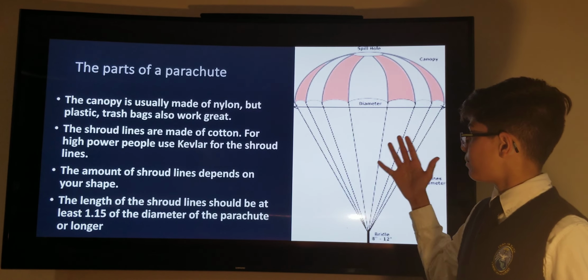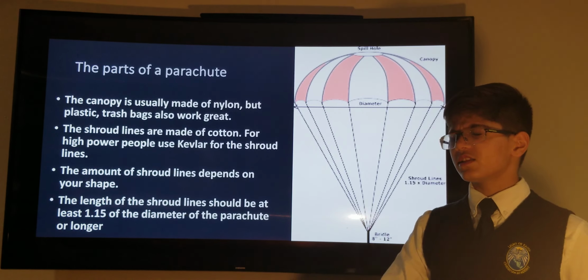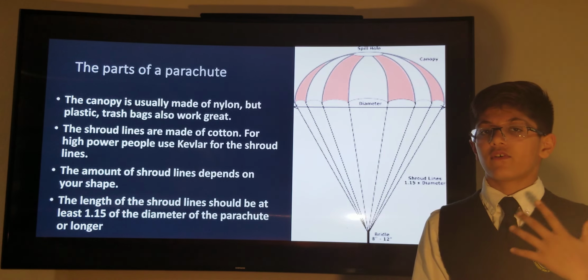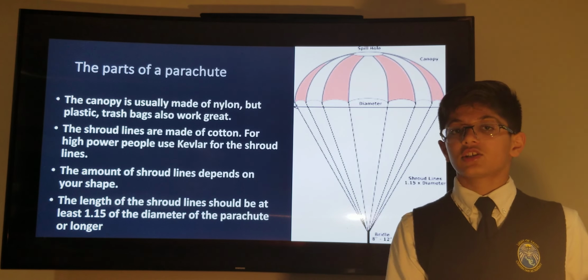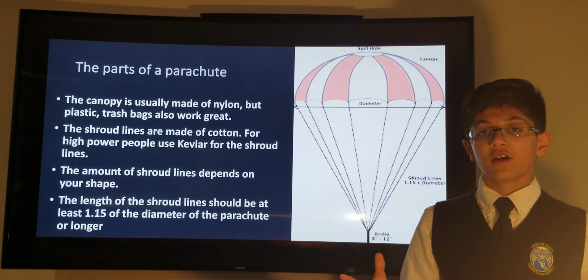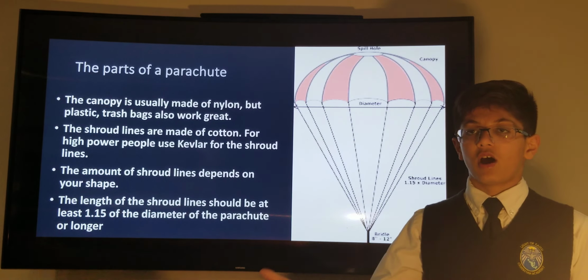These are the different parts of a parachute. The parachute has a peak, a canopy, and the skirt, which attaches the shroud lines to the canopy. The canopy is usually made of nylon, but trash bags work great. The shroud lines are usually made of cotton, but for high power rockets, you need to make sure you use Kevlar. Now, how many shroud lines should you have? That depends on your shape, because your canopy can be made in a circle, hexagon, or an octagon. Now, if you have a hexagon, you might want to have 3 shroud lines. If you have an octagon, you want to have 4 shroud lines.